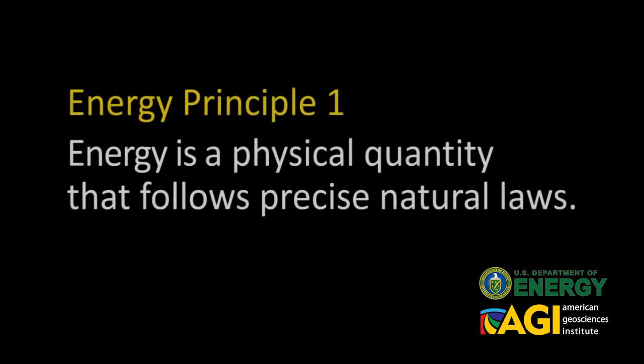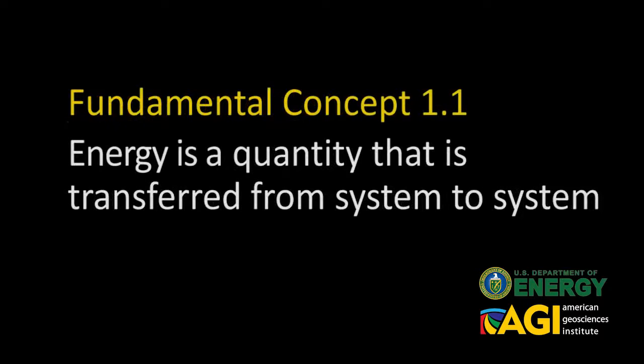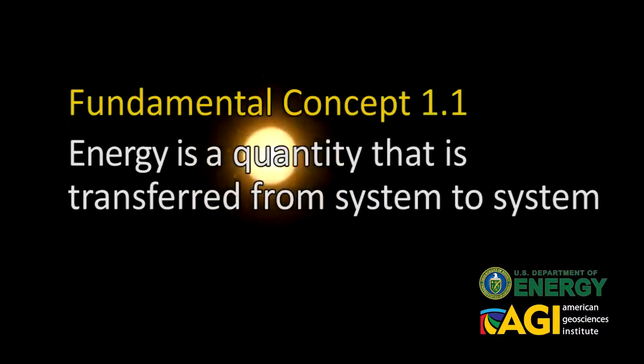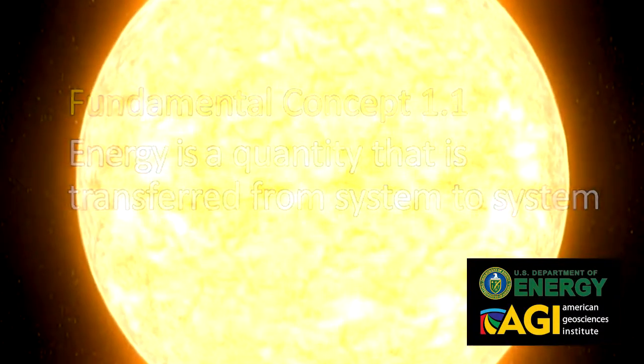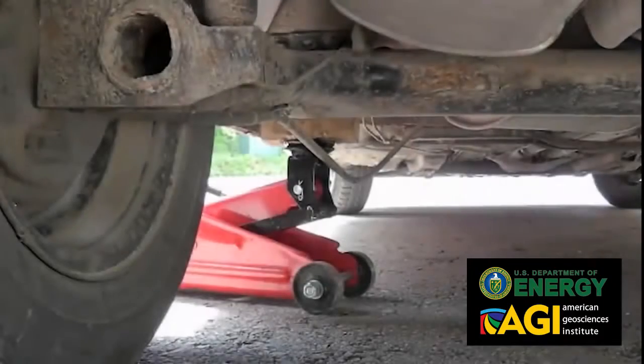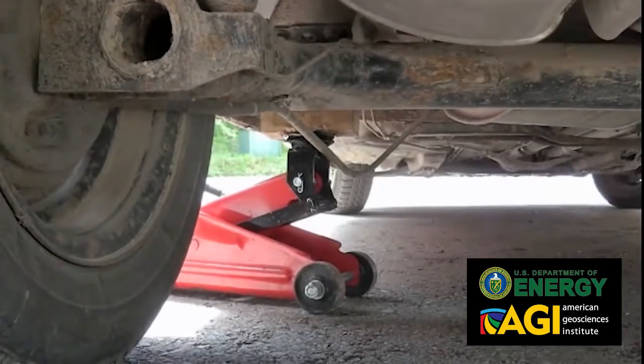This is Energy Principle 1. Energy is a physical quantity that follows precise natural laws. Energy is a quantity that is transferred from system to system. Energy is the ability of a system to do work.